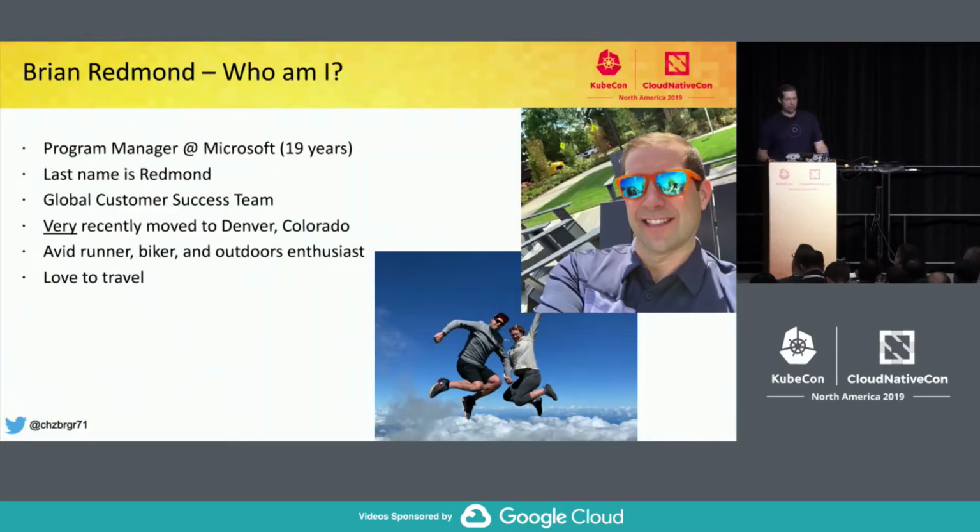Just a quick note on who I am. My name is Brian Redmond. I work at Microsoft. I've been at Microsoft for over 19 years, which is kind of amazing. My last name's Redmond. I don't live in Redmond. I've visited there many times, but that's been my name since the beginning. I'm a program manager on our global customer success team. I work with our field to help enable them to bring customers to our Azure cloud platform, and primarily around open source solutions like Kubernetes.